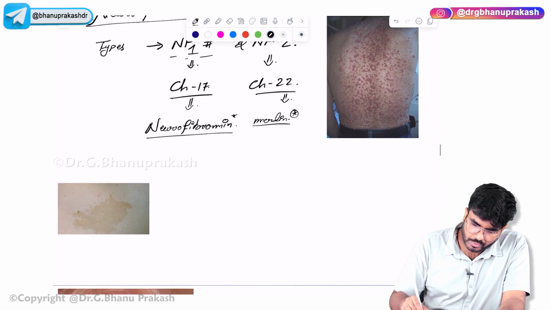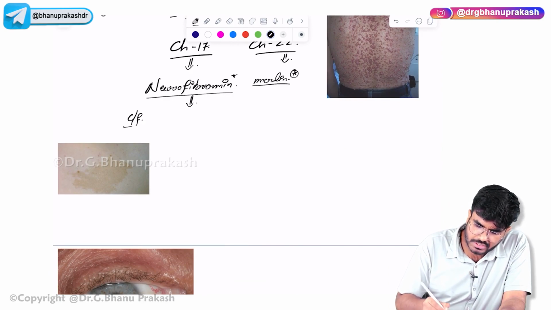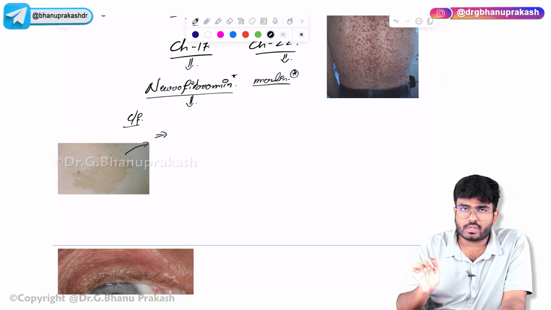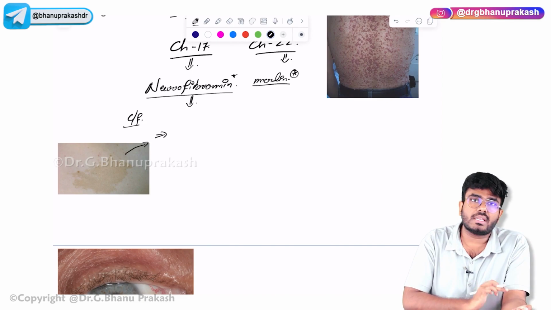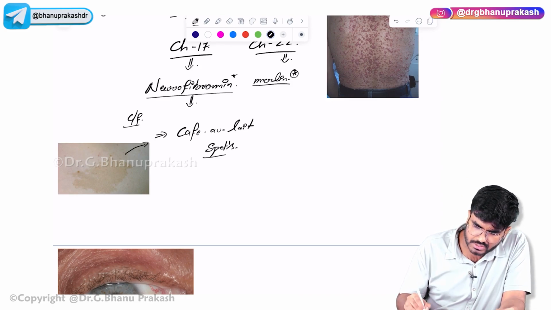Now, in neurofibromatosis type 1, what are the clinical features that are going to be seen? The patient is going to have this kind of spots on the skin. Coffee colored spots are going to be seen on the skin. They are called café au lait spots. Such café au lait spots are going to be seen.